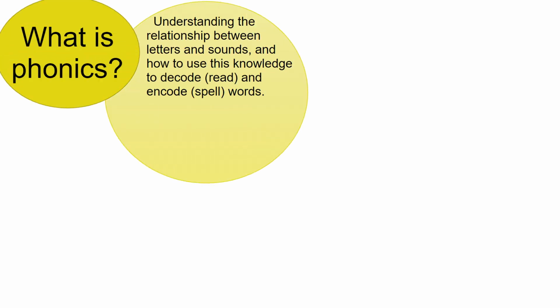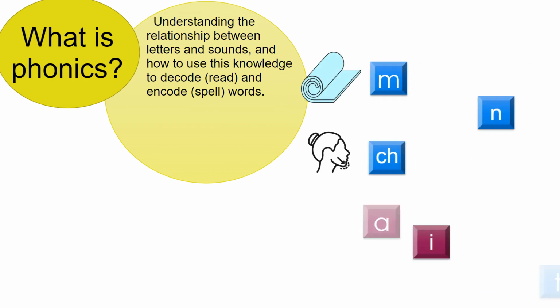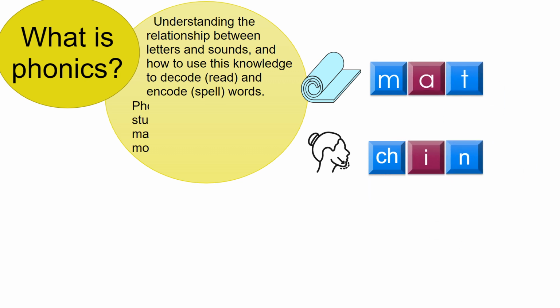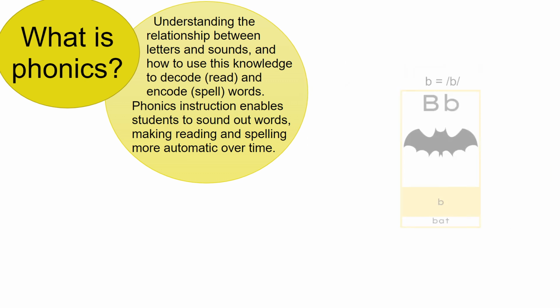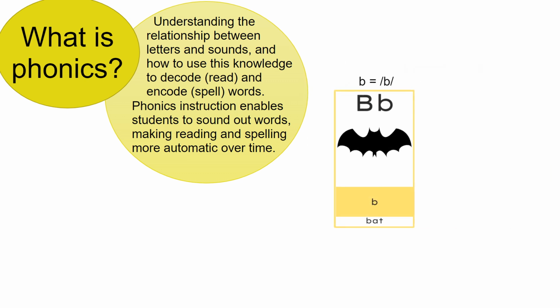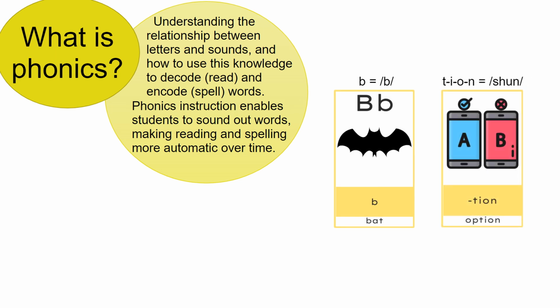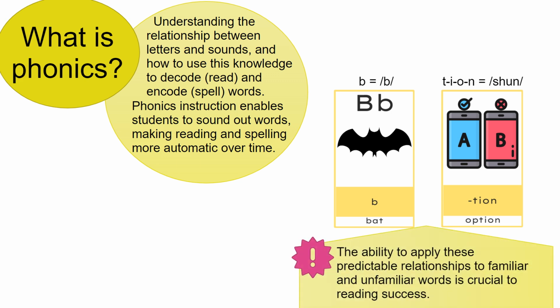What is phonics? Phonics is understanding the relationship between letters and sounds, and how to use this knowledge to decode and encode words. Phonics instruction enables students to sound out words, making reading and spelling more automatic over time. When children know the letter B says /b/ and TION says "shun," they're using phonics. The ability to apply these predictable relationships to familiar and unfamiliar words is crucial to reading success.